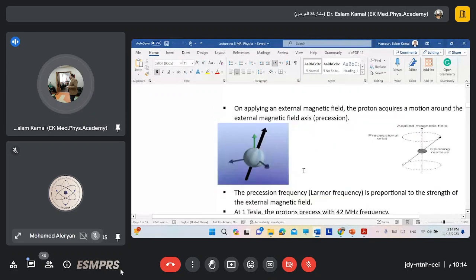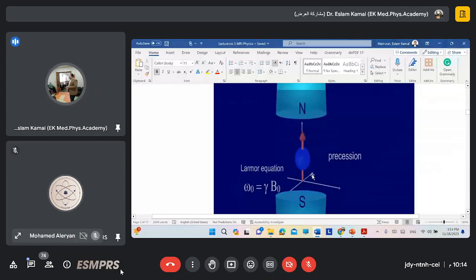So now it's very important to know the precession frequency of the protons inside the hydrogen. If you know the precession frequency, that means you can excite the protons inside the hydrogen. How does it happen? So now we have a proton. When we position the patient under the external magnetic field, the proton itself acquires the precession motion.